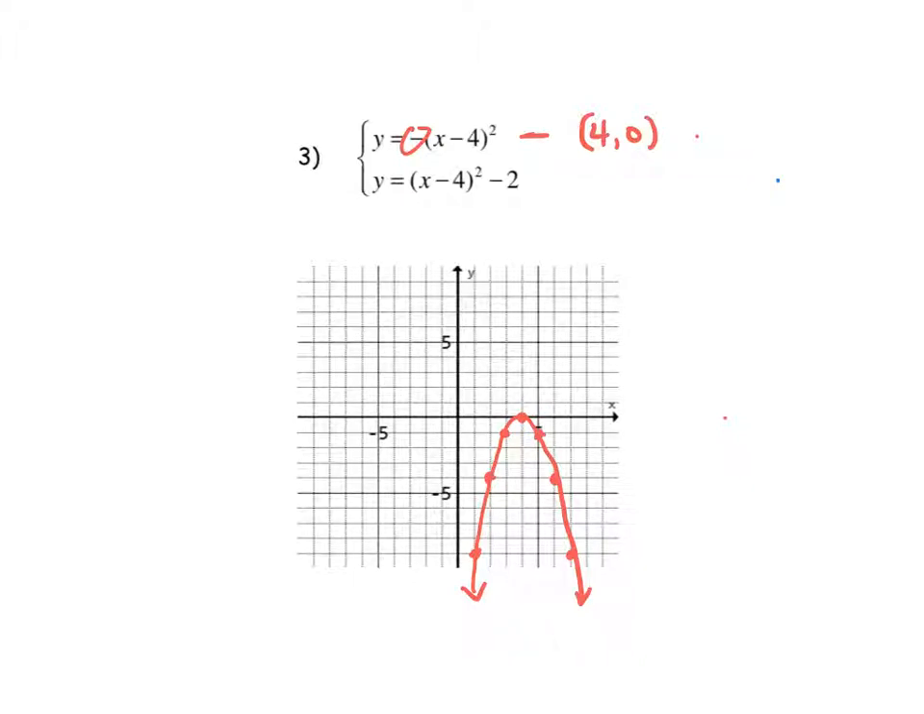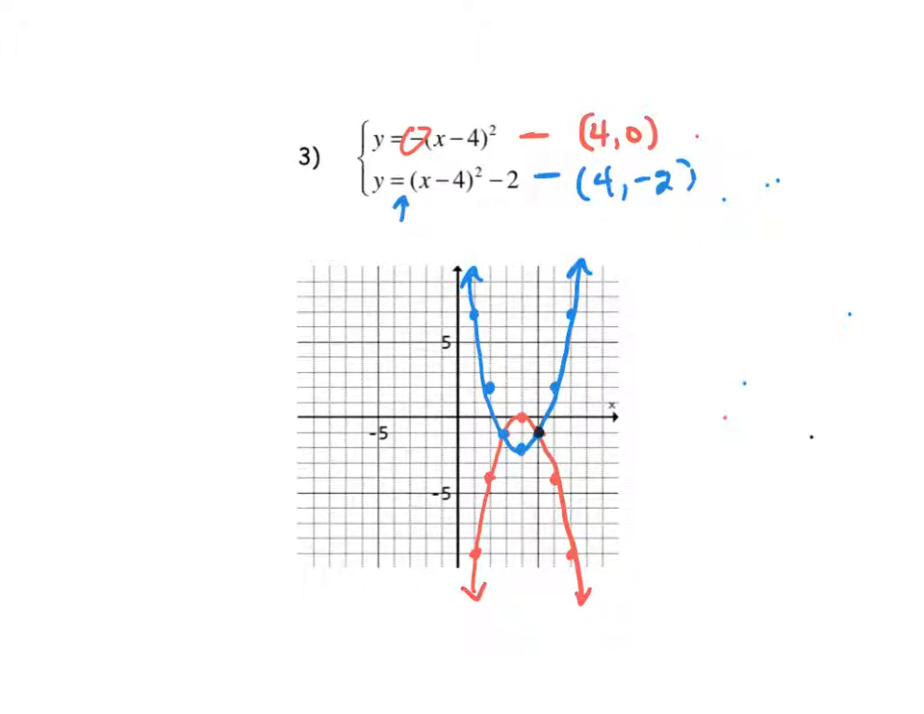The next one is also in vertex form. This one has an h, k of 4, -2. This one opens up because there is no negative out front. So 4, -2, out 1 and up 1, out 1, up 3, out 1, up 5. And I draw that parabola. So you have to pay close attention. You're not always going to be graphing parabolas.